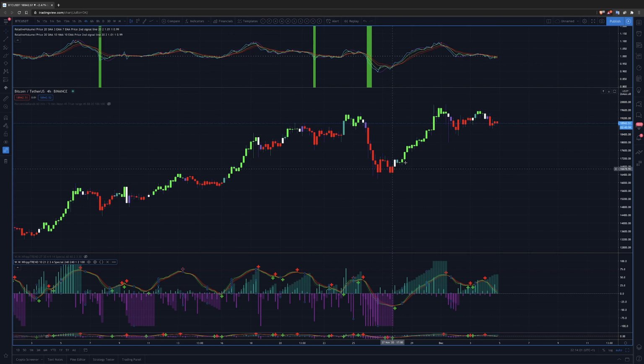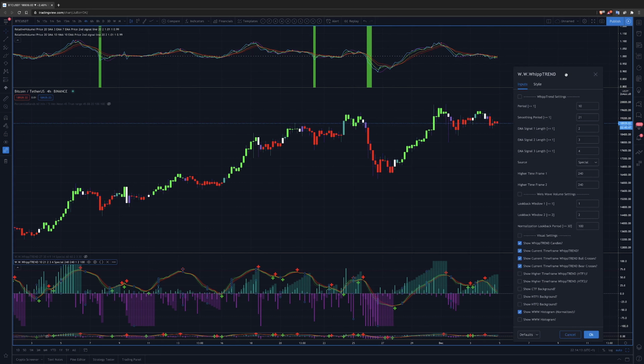So one way to tweak whip trend is we go into the indicator, and we can go to the period and the smoothing period. So these are the default. I'll show you the higher time frame 1 and higher time frame 2 in a minute. But say we want to pull this in to be a bit more accurate on the buys and the sells, we can start reducing these down, and let's see where it takes us. So let's take this to a 14. We can see everything pulls in a little bit there, and that's good.